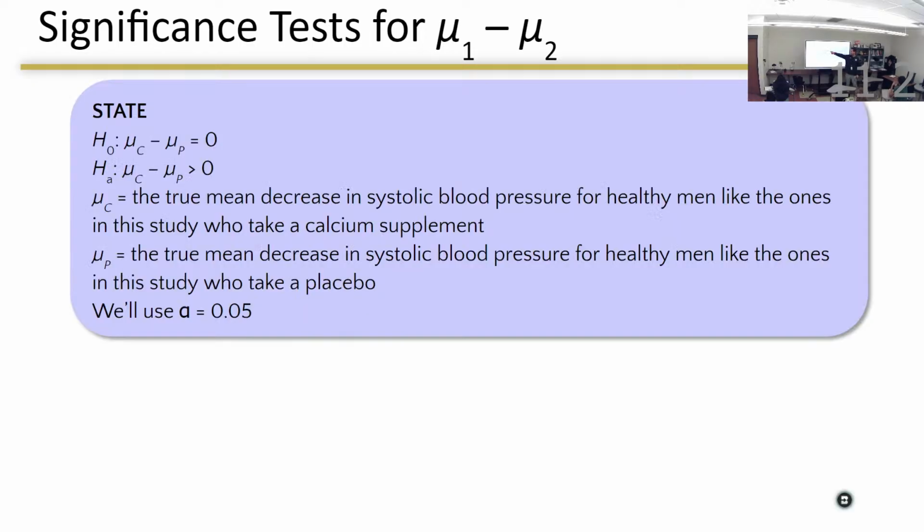There's Ho and Ha. Mu C minus mu P is equal to 0. Mu C minus mu P is greater than 0. I would have mu C equals mu P, and I would have mu C is greater than mu P. What do we want? The calcium reduces? So that's one where you may want to put the greater than or less than after you do the test. Do the test. If you did less than and you got a p-value bigger than 0.5, switch it. Because there's no way it's bigger than 0.5.